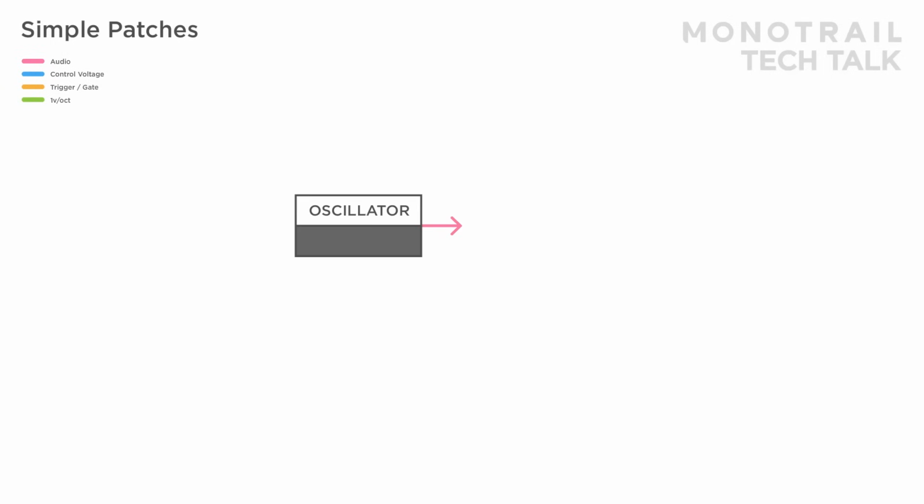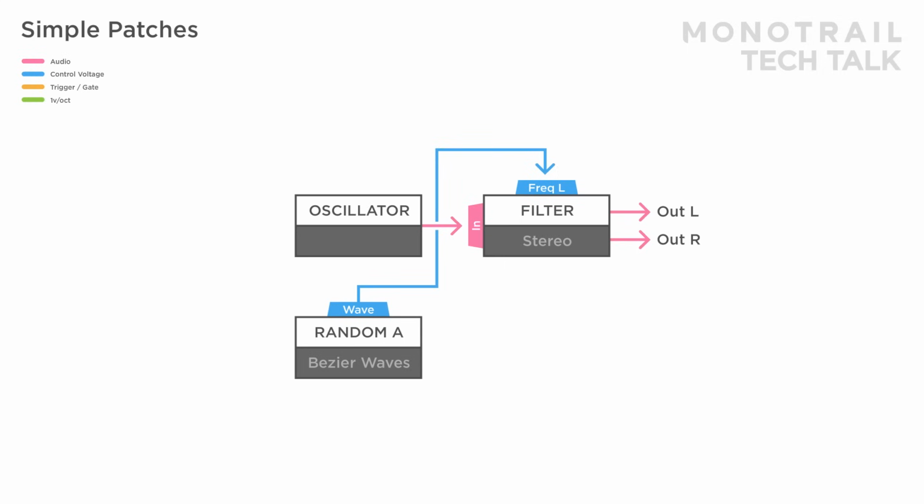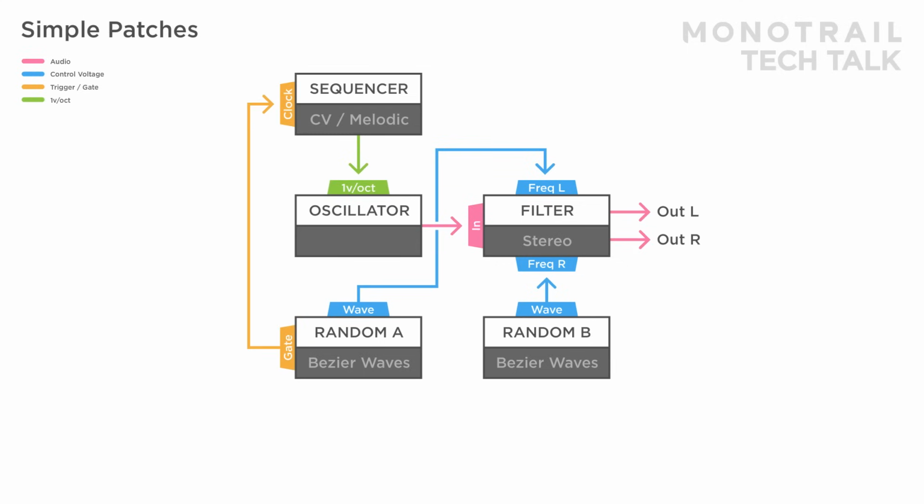In this patch, a simple saw wave is sent to a stereo filter to create a steady drone. One random voltage is modulating the left side of the filter and another random voltage the right side. The gate output of A is used to drive a sequencer tuning the oscillator, and both random waves are modulating the frequency of the other internally.